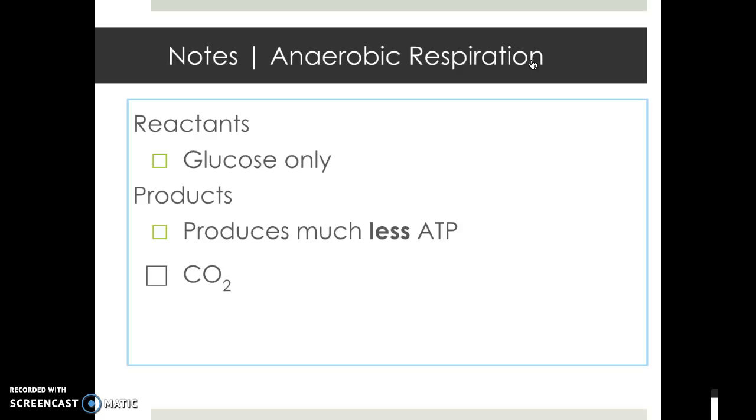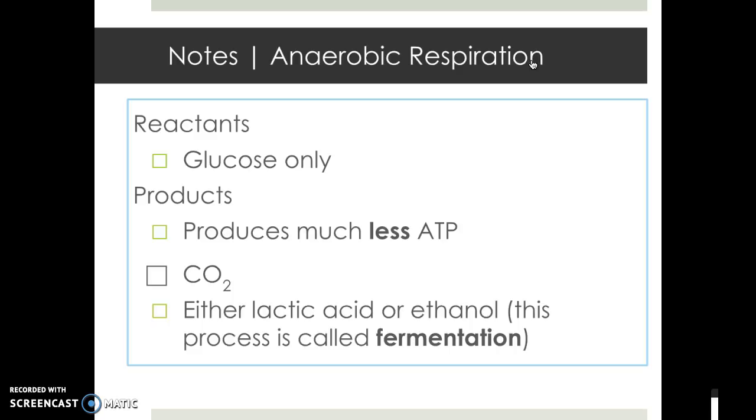Of course, CO2 is still also produced, but the last product is also different. In anaerobic respiration, a cell will either make lactic acid, such as in the case with your muscle cells when they don't get enough oxygen, or some other organisms produce ethanol when those cells do anaerobic respiration. And this process is called fermentation.